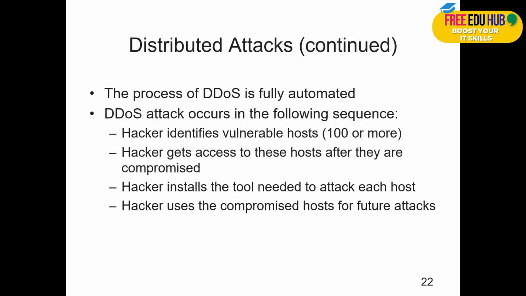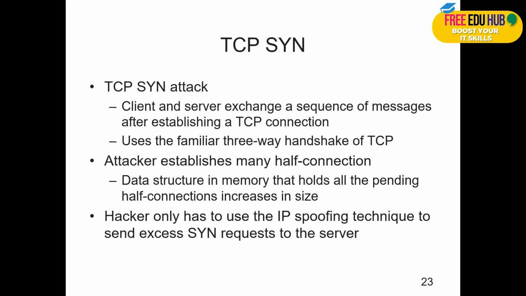Now, the process of DDoS is fully automated. The DDoS attack occurs in sequence: the hacker identifies vulnerable hosts, for example, in an organization where they are imaging the systems and deploying the same image to all systems. If they made a mistake in creating the initial image of the computer, the same vulnerability or problem is replicated to all computers on the network. The hacker gets access to those hosts. After they are compromised, the hacker installs the tools needed to attack each host, and uses the compromised hosts to take advantage of the feature and target others.